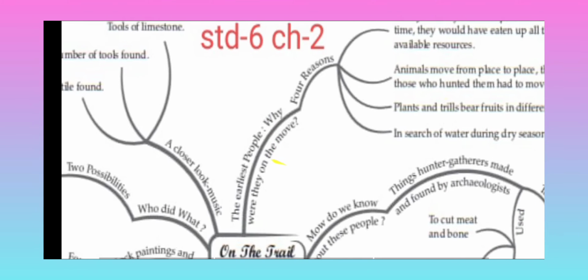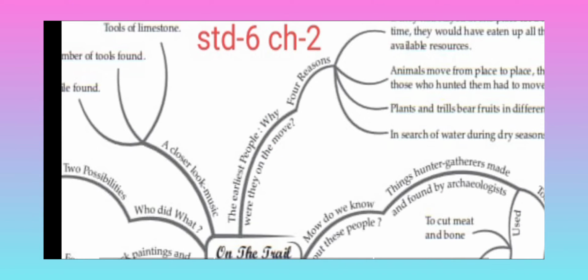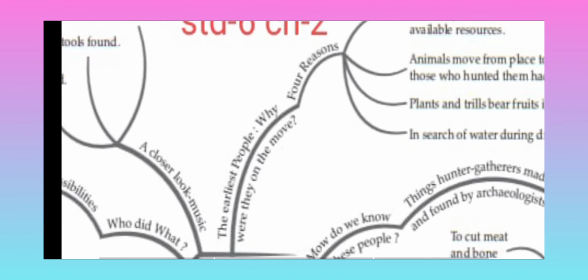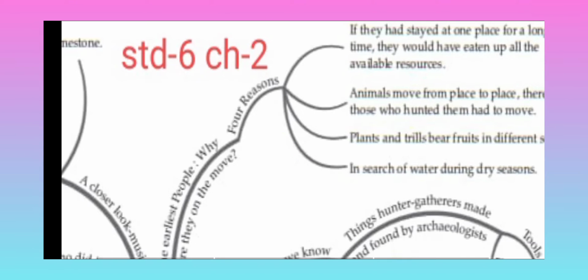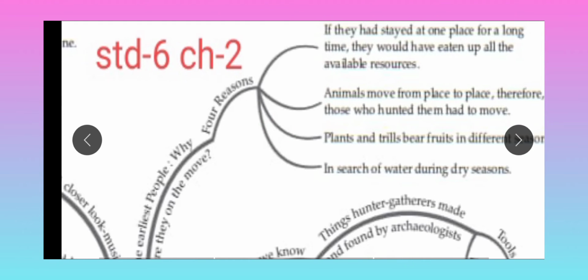First topic we had seen, the earliest people, and why they were on the move. They have given 4 reasons for that. First, they said if they had stayed at one place for a long time, they would have eaten up all the available sources. That's why they had to move.